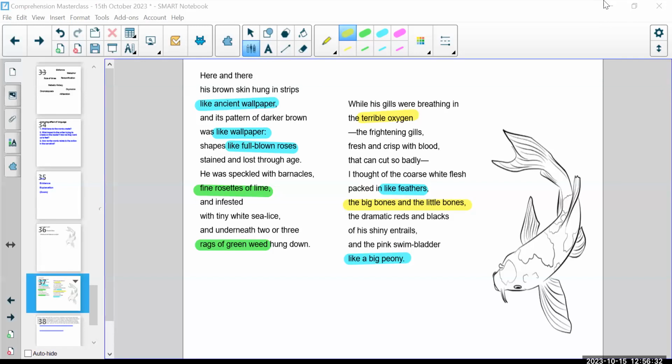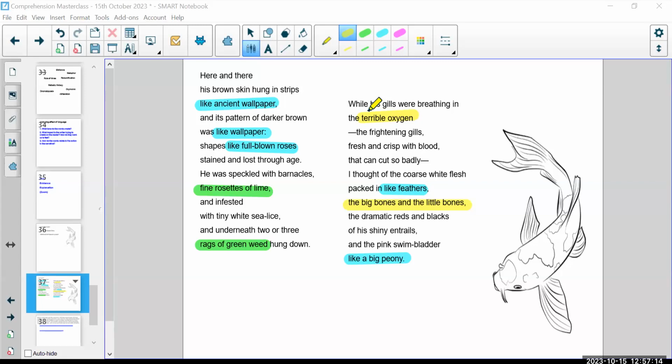The poet is entranced by the fish's body designs. I know this because the text says, I thought. This quotation tells us that she's reflecting on the fish. I mean, yes, for that one, I would be more specific. I would say, I thought of the coarse white flesh packed in like feathers. So try and use a slightly longer quotation. But yeah, you're showing that there's this sense of admiration and she's looking at it in every detail, admiring its beauty, even though it's something that's quite ugly. It does look like it has bits of rag hanging off of it, and it looks like it's peeling. Nonetheless, she sees it as beautiful.